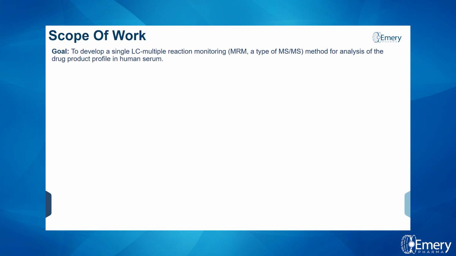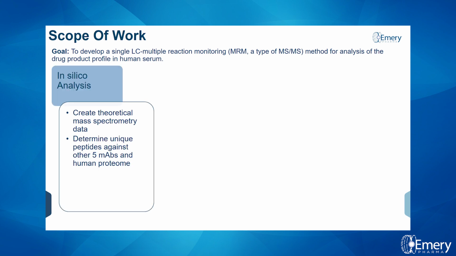Now that we have discussed the advantages, let's see the scope of work and do a stepwise approach to have that workflow established to quantitate all 6 antibodies in a single run. So the goal would be to develop an LC-MRM method, which would be very specific for each of these antibodies in human serum matrix. Starting with in silico analysis, where we would generate theoretical mass spectrometry data and also find a unique peptide against a human serum matrix and against the 5 other antibodies.